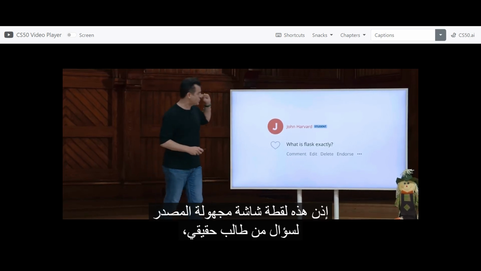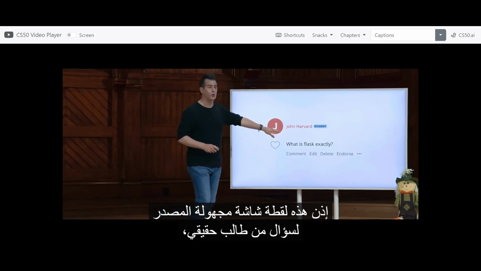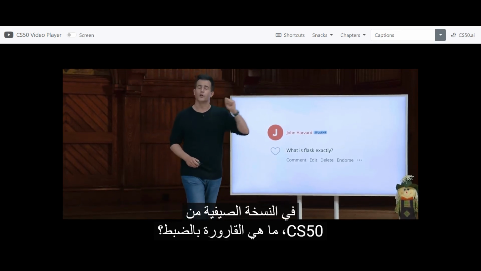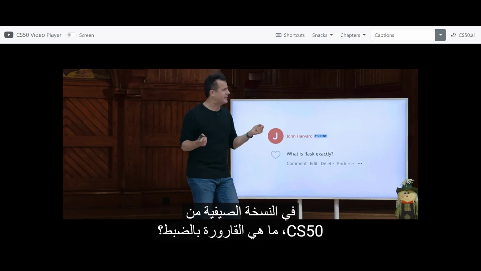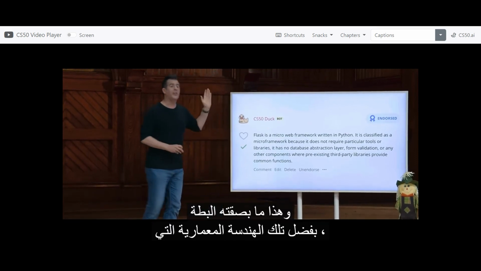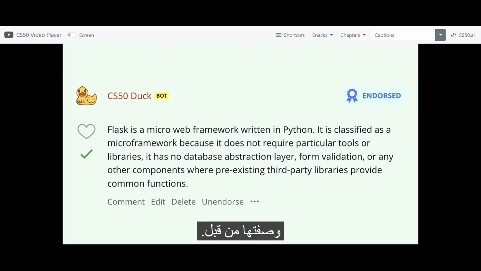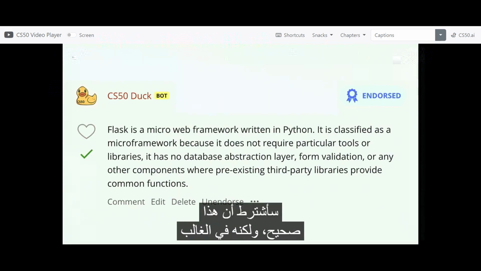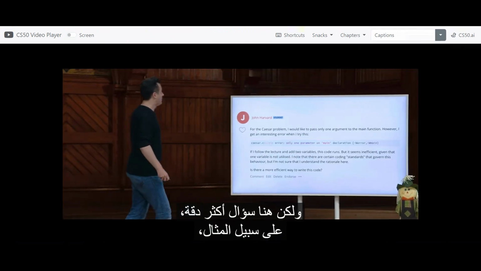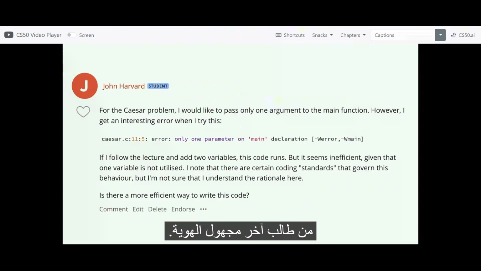So here's an anonymized screenshot of a question from an actual student, but written here as John Harvard, who asked this summer, in the summer version of CS50, what is Flask exactly? So fairly definitional question. And here is what the Duck spit out thanks to that architecture I described before. I'll stipulate that this is correct, but it is mostly a definition akin to what Google or Bing could already give you last year. But here's a more nuanced question, for instance, from another anonymized student.